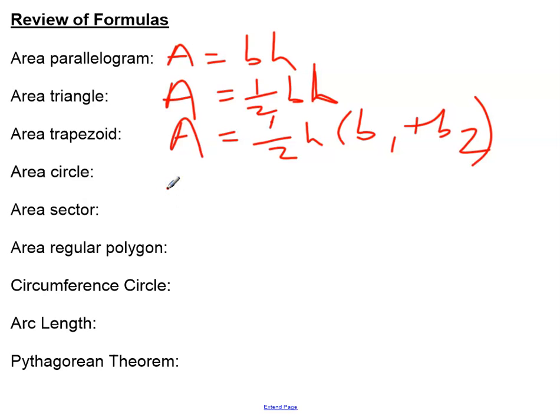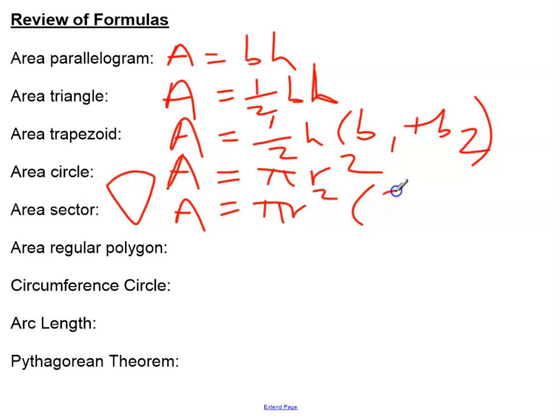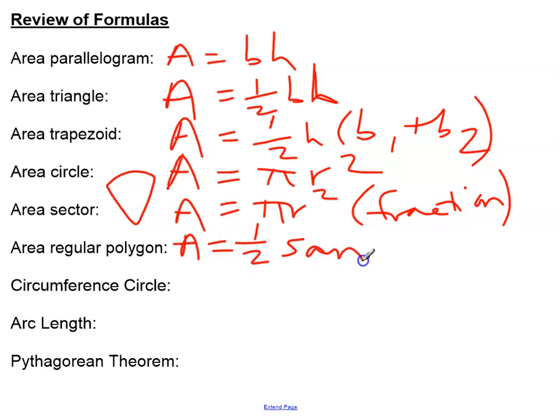Circle, A equals pi r squared. Area of a sector, remember a sector is a piece of the circle. It's a fraction of the circle, so it's pi r squared times the fraction of the circle, which could be central angle over 360, or some other ratio. Regular polygon equals 1/2 s a n. s is the length of a side, a is the apothem, n is the number of sides.